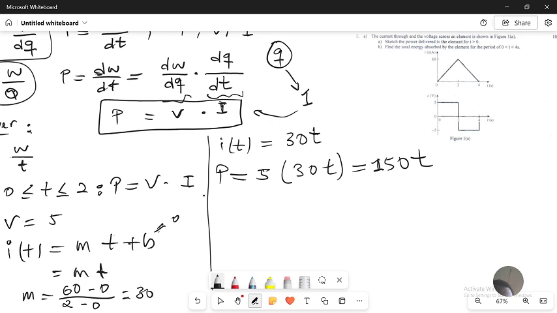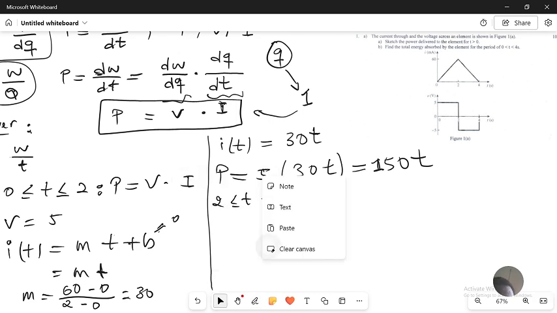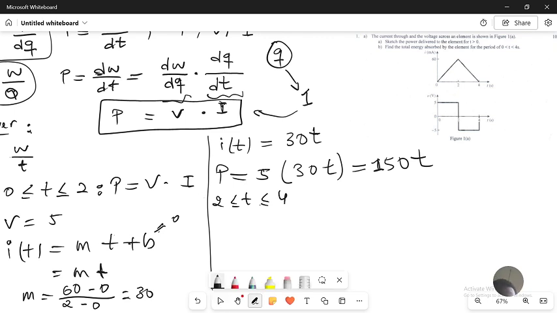From 2 to 4, when 2 is less than t and t is less than 4, it's the same formula. What is my V? From 2 to 4, my V is equal to minus 5. Now, what is my current? I have to determine i(t) equals mt plus b, the general formula.